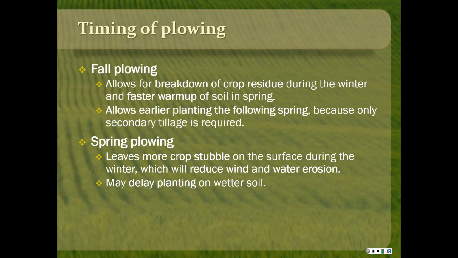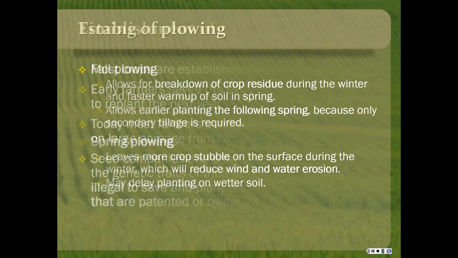And then spring plowing, for that reason, leaves more crop stubble on the surface during the winter, and that'll reduce the erosion, but it also may delay planting on wetter soil. So you kind of have to use your judgment for what you want to use, depending on the weather at the time and also your type of soil.